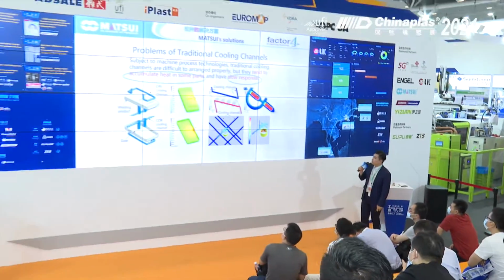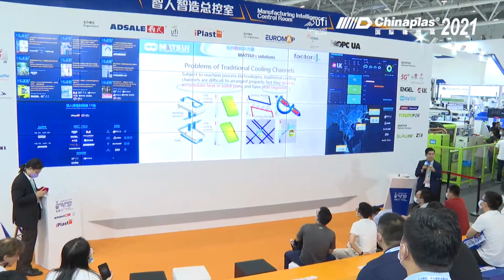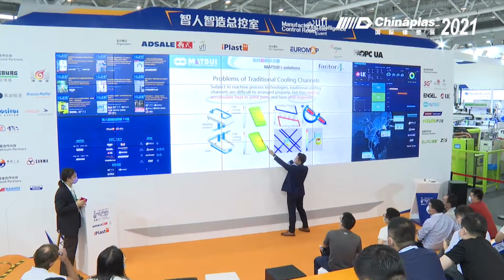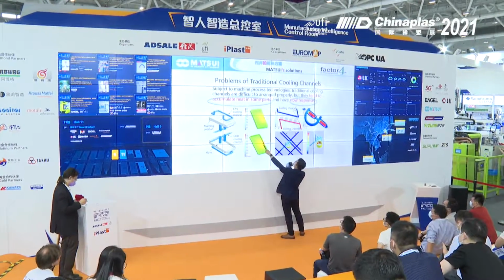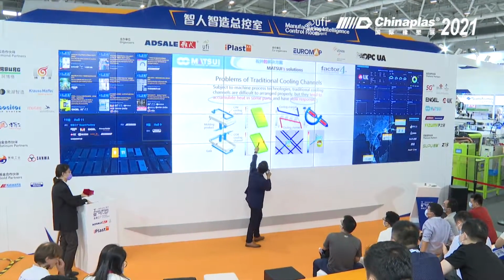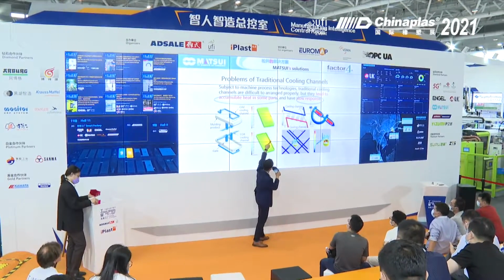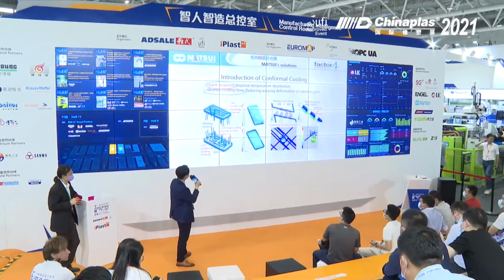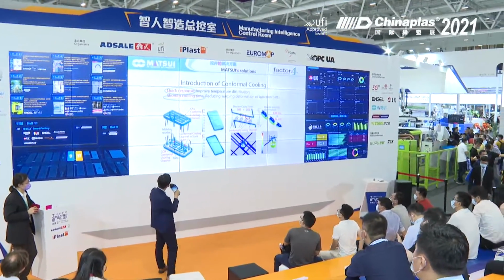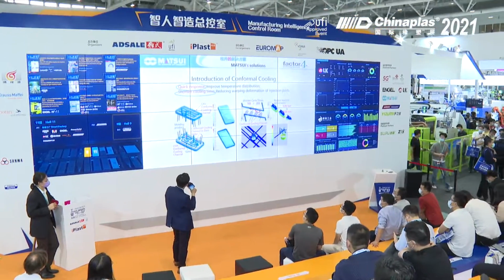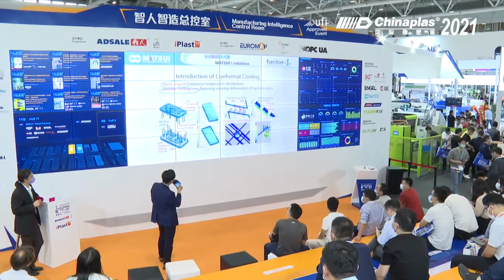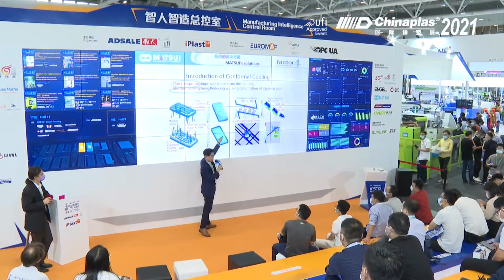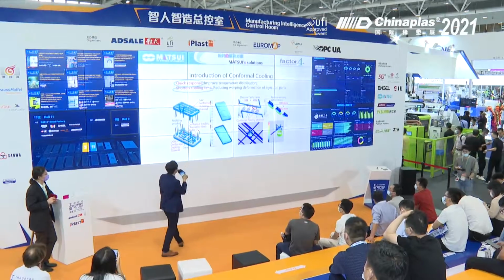So it tends to accumulate the heat in one part. We use the CAE software to see the temperatures. We can see that the heat is concentrated in this one part. But when we use conformal cooling, the temperature is all very good, not concentrated at one point. It's a very big feature.